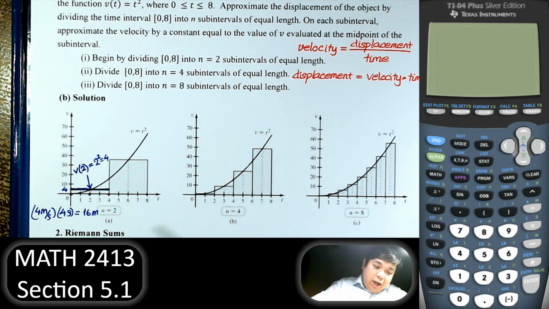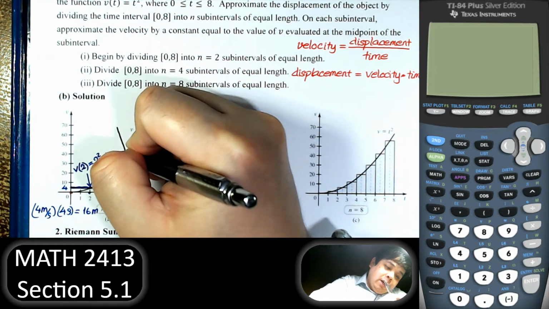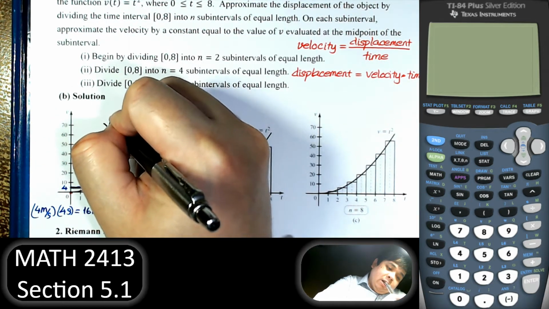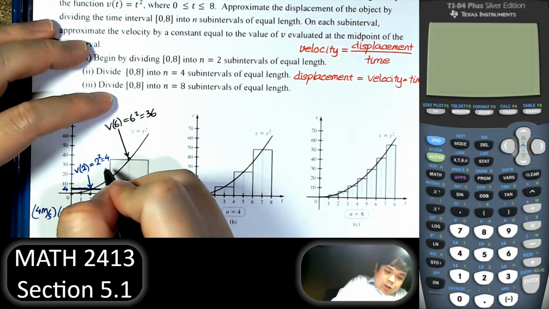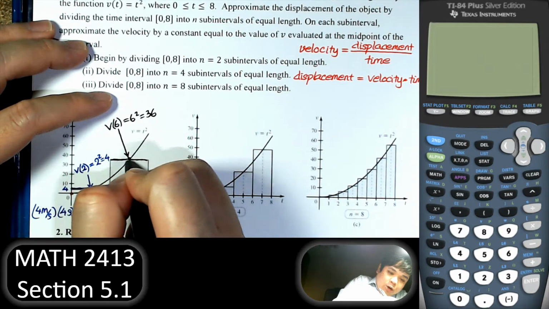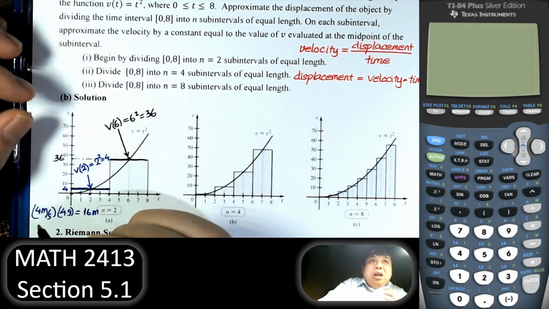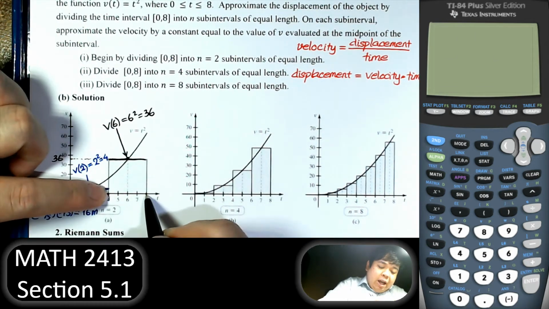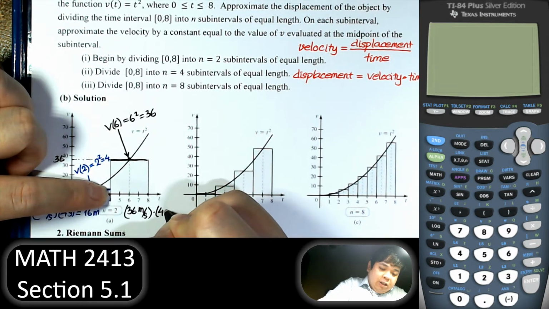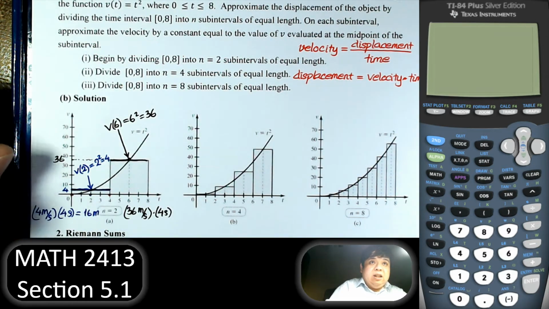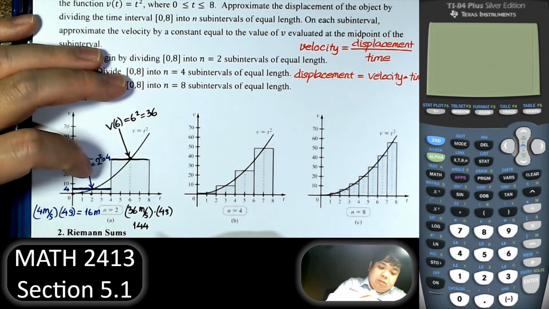Next, from 4 to 8, we take the midpoint of 4 and 8, which is 6, and find the velocity at 6 seconds. The function is t squared, so it is 6 squared, which is 36. So we assume that from 4 seconds to 8 seconds, the object travels at a constant speed of 36 meters per second. That is 36 meters per second times 4 seconds of elapsed time, and 4 times 36 is 144 meters.